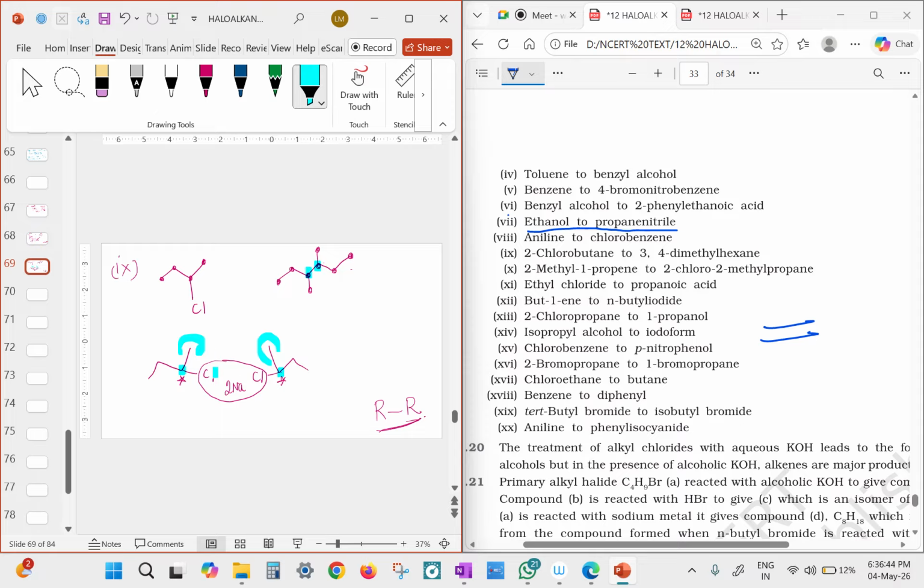Are you able to understand this? Yes, Pranav and Prajesh? Should we write again?